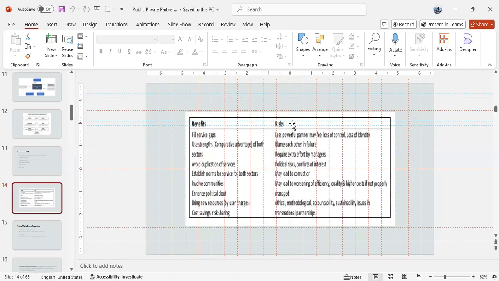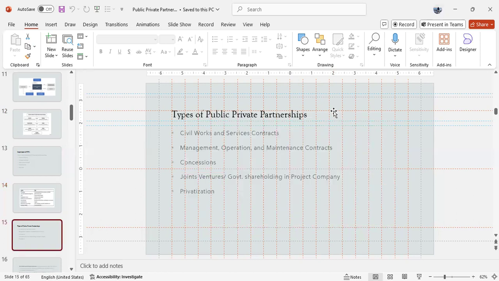Risks include less powerful partner may feel loss of control or loss of identity, blame each other in failure, require extra efforts by managers, political risks, conflict of interest, may lead to corruption, may lead to worsening of efficiency, quality, and higher costs if not properly managed. Ethical, methodological, accountability, sustainability issues in transnational partnerships.